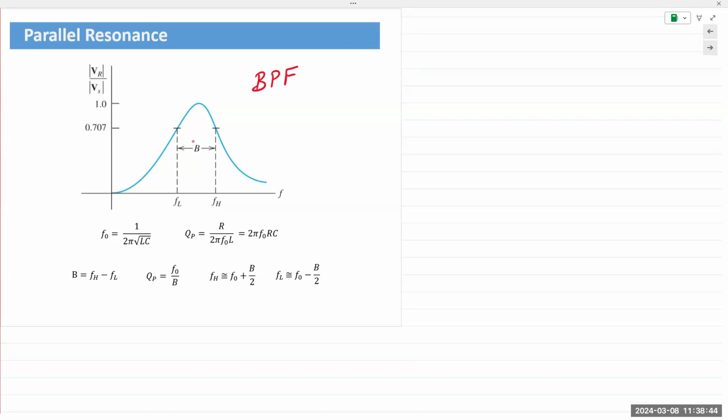The equations remain the same. F0 is still 1 over 2 pi root of LC. QP, the quality of the circuit, is the reciprocal of QS. So in terms of the components, it is simply the reciprocal of QS. In terms of the resonant frequency and bandwidth, it is still exactly the same. QP is F0 over B. Everything else is still the same. It's no difference, no change.